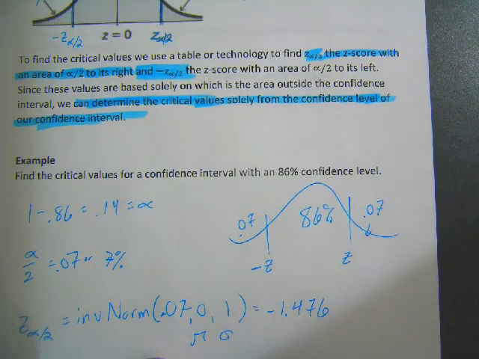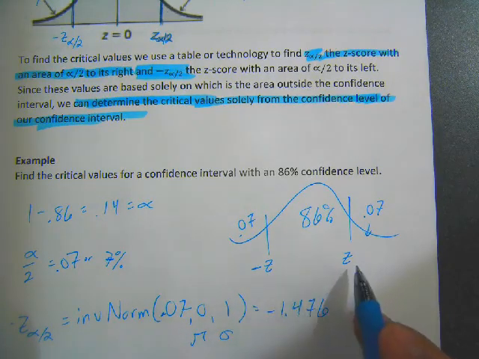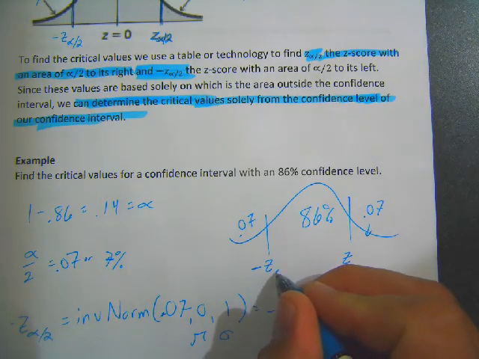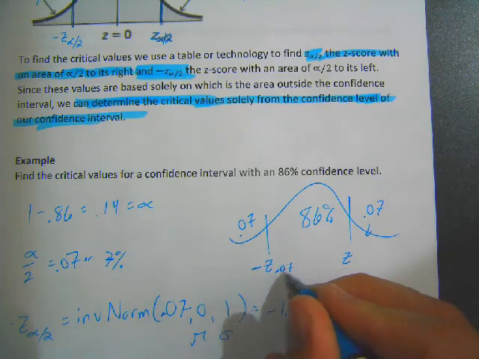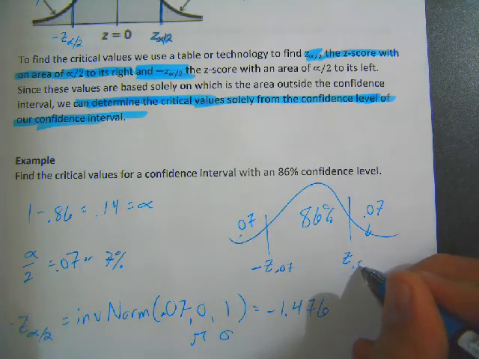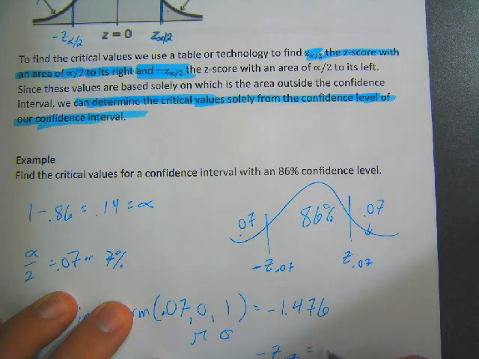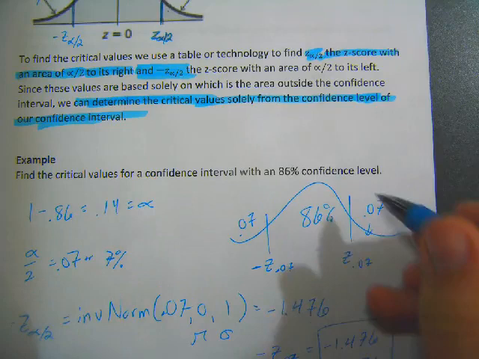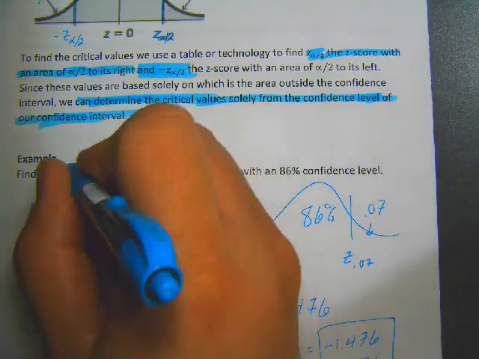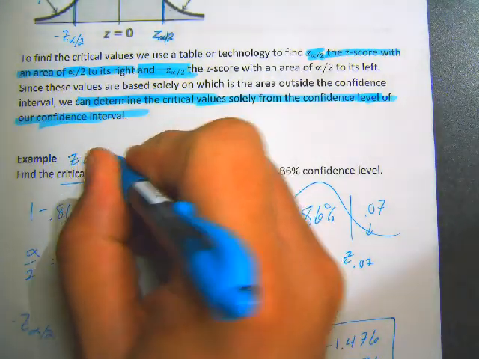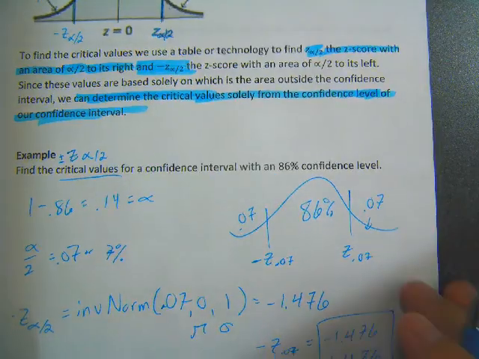Because once I have one of them, I can just change the sign and get the other one. Once I found the negative z 0.07, I can get the positive one just by changing the sign. So negative z 0.07 is negative 1.476, but positive z 0.07 is 1.476. And that's what they're looking for. Those would be the critical values, both the positive and the negative z of alpha over 2. So this is the idea.